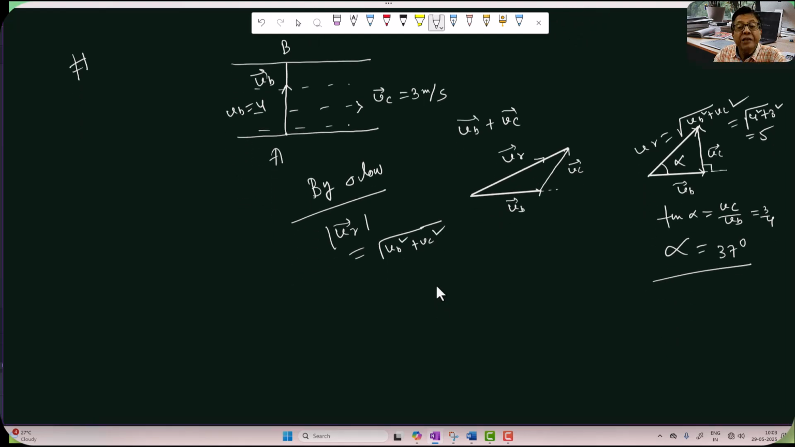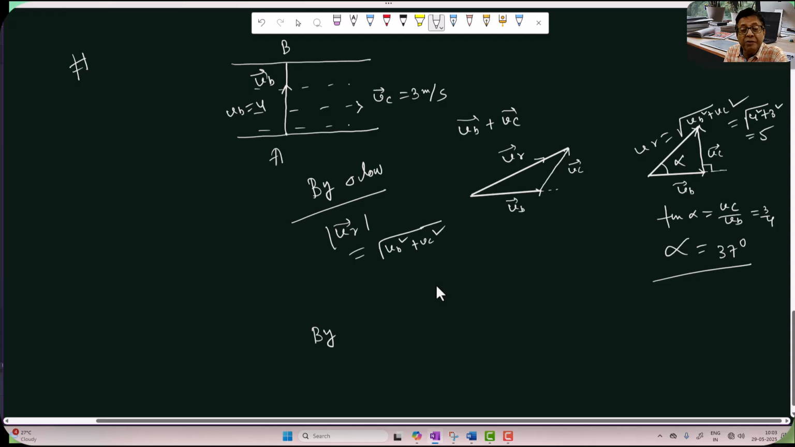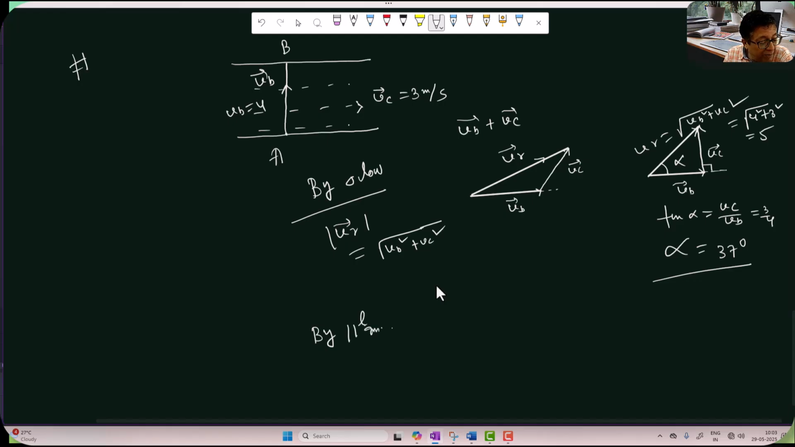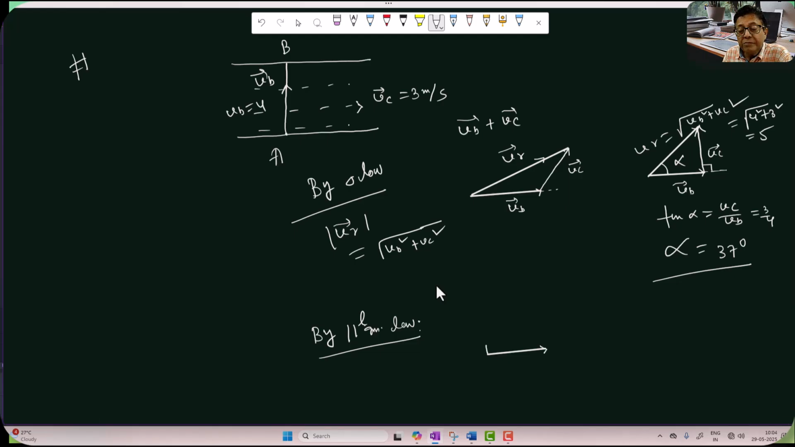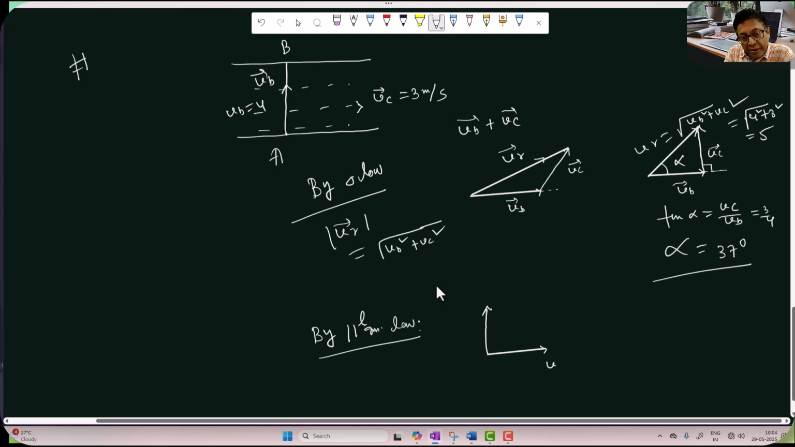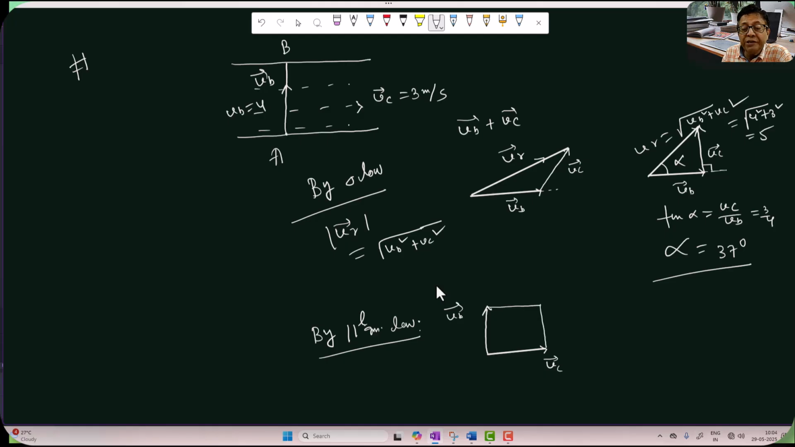Okay. The same problem if you do by parallelogram law of addition of two vectors, then you take VB this way. This is the real scenario, because you are driving the boat right across the river. So straightforward you go for completing the parallelogram.